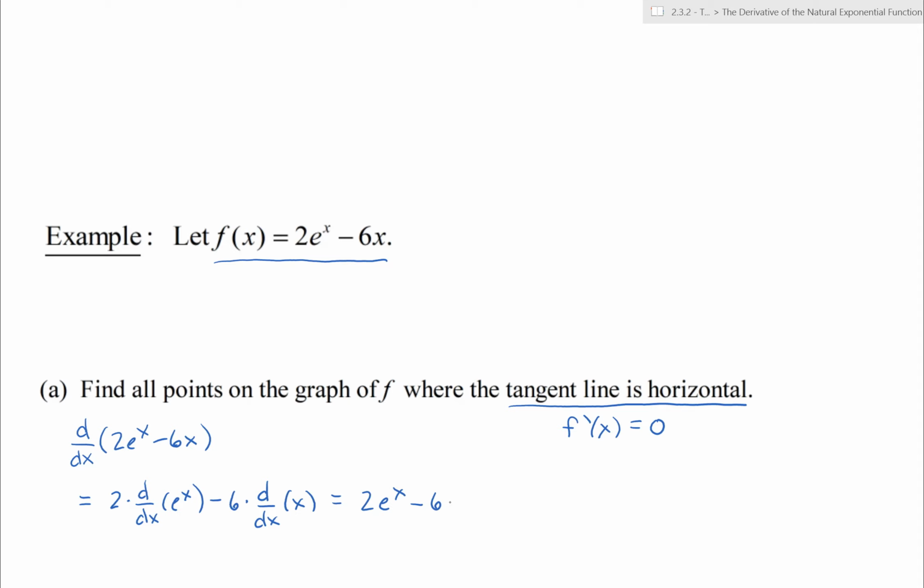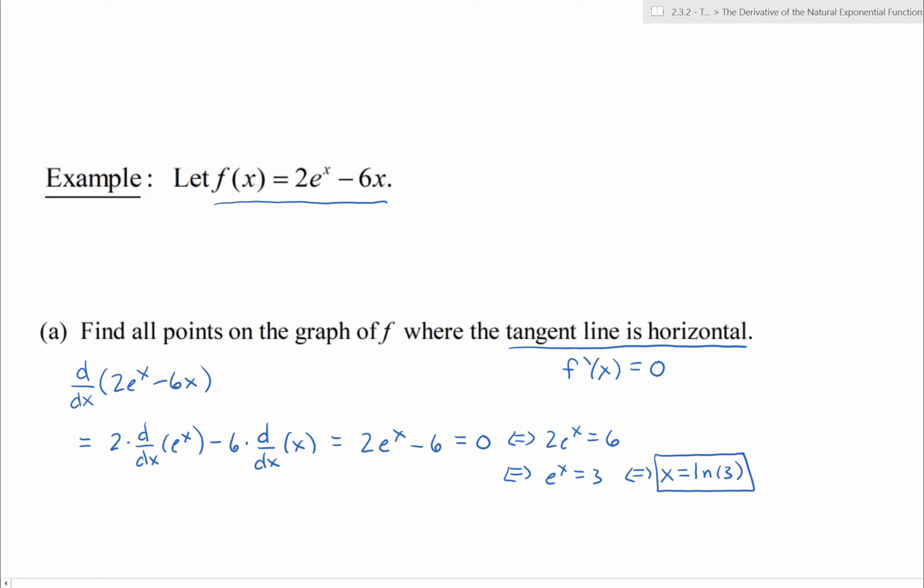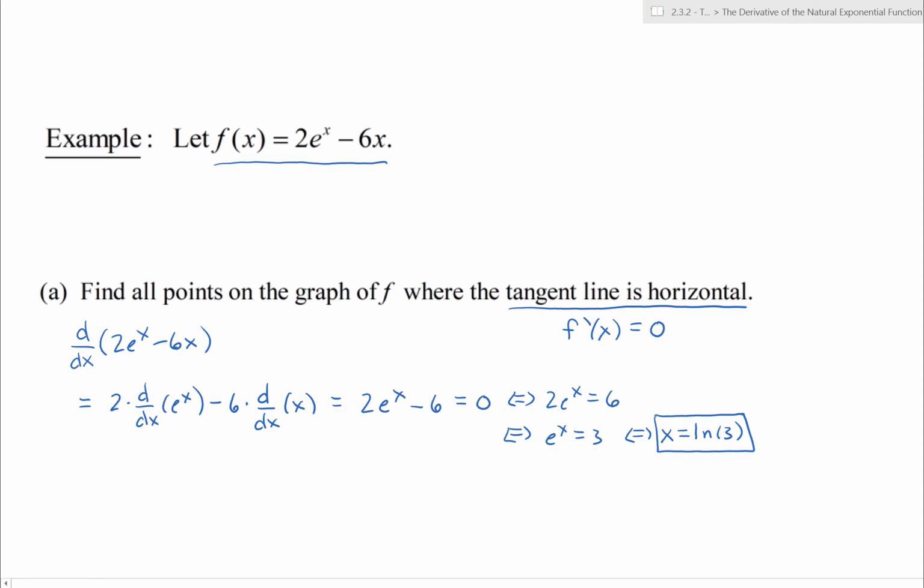All right. Now we want to figure out where that equals 0 so that we can know the x locations for which the function has a horizontal tangent line. And so just solving this, we get 2e to the x is equal to 6, which is the same thing as e to the x is equal to 3. And just solving that, we get that x is equal to the natural log of 3. Okay, so there's the x location. I guess it's just one location here, right, for which that function f of x has a horizontal tangent line.